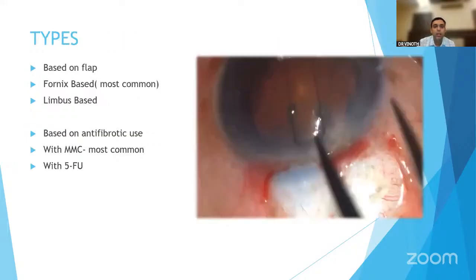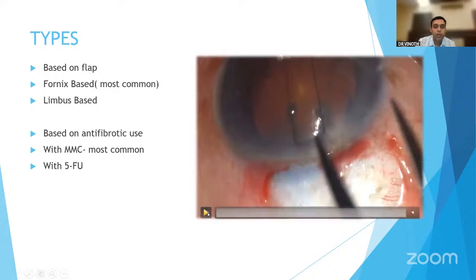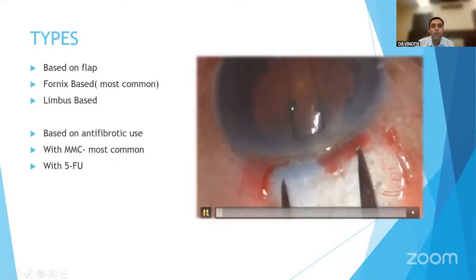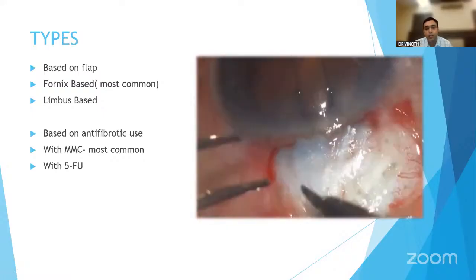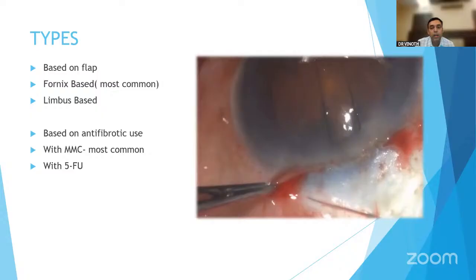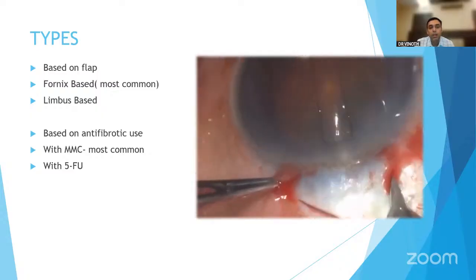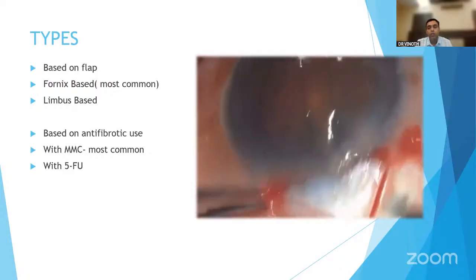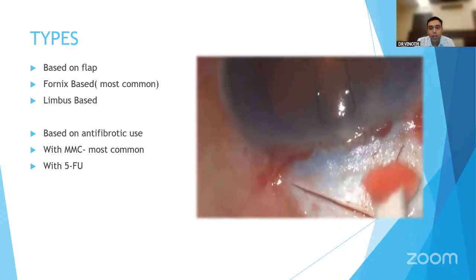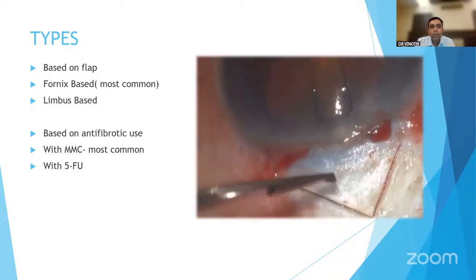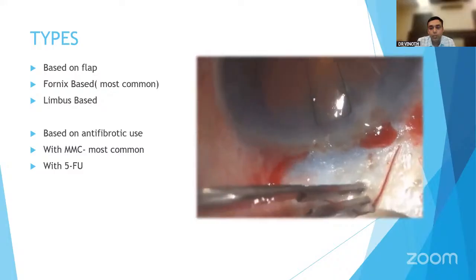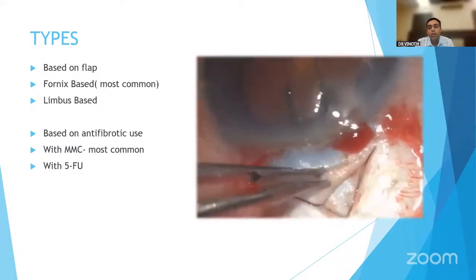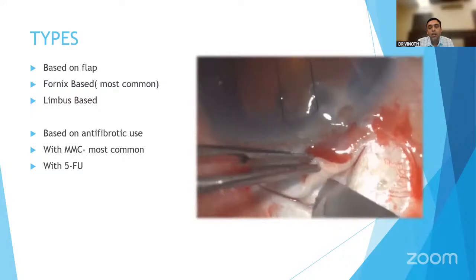So there are types of flaps, fornix based and limbus based. Here I am sharing my video where a fornix based flap has been taken. Size is 5 by 5 by 4 millimeters. Usually I prefer a triangular flap, and MMC is the most preferred choice by many people. So here you can see with the 15 number blade, the flap has been raised.